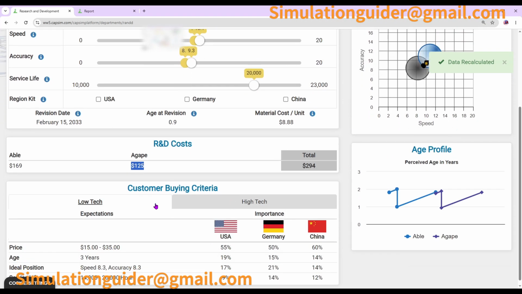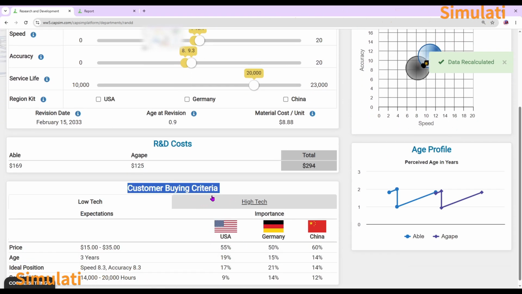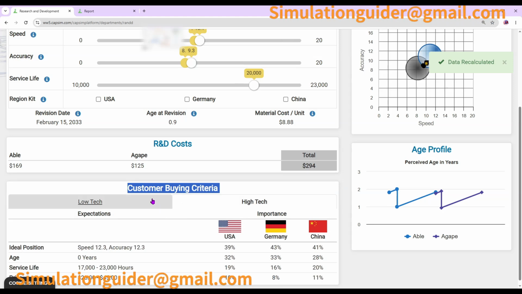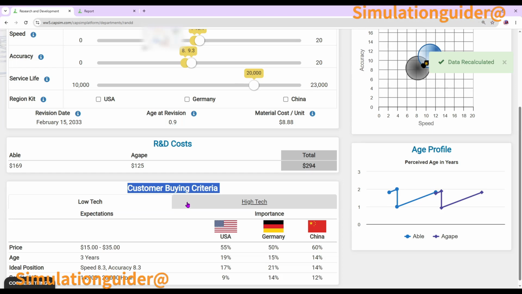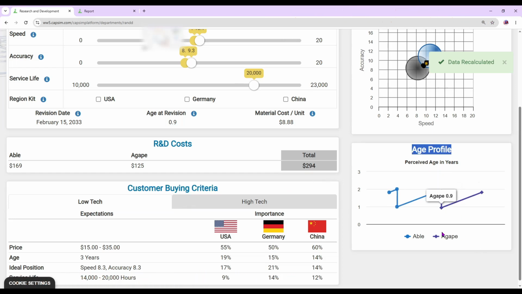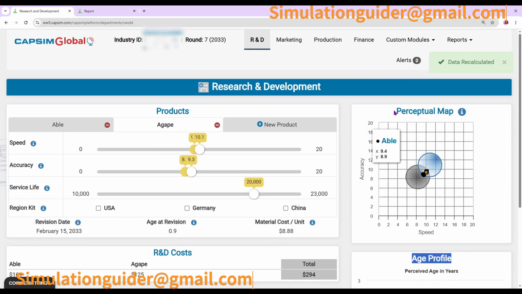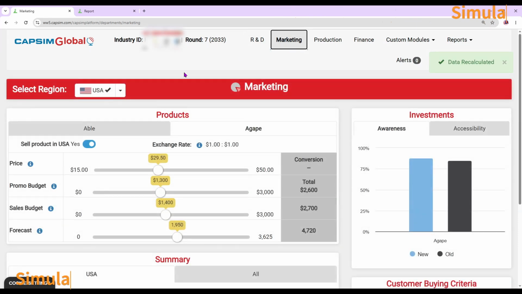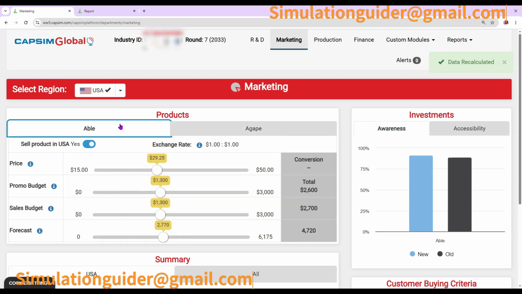Down here you only have the customer buying criteria again, whereby you can compare the expectation of your products, or maybe the expectation customers have for the products. Here you have the edge profile, whereby you can see the edge profile for your two products. Here you have the perceptual map, which you can use to see the positioning of the products. Next on is marketing. And under marketing, we're making decisions for the price, promo budget, sales budget, and lastly the forecast part.